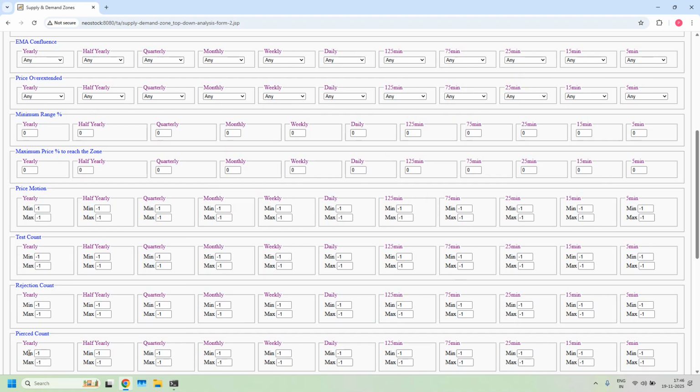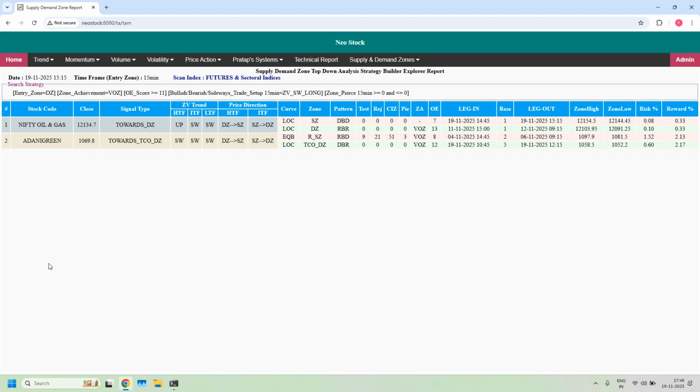So in the pierced count parameter, 15 minutes time frame, I am setting minimum value 0, maximum value 0. That means pierced count is 0. We got 2 stocks. And the entry time frame zones are 15 minutes demand zones. You should plan trades only if lesson 30.3 video checklist items are satisfied.